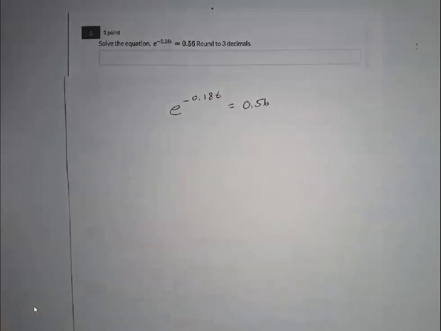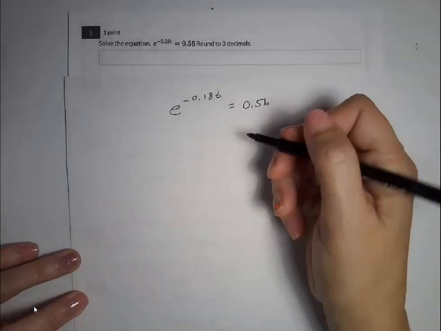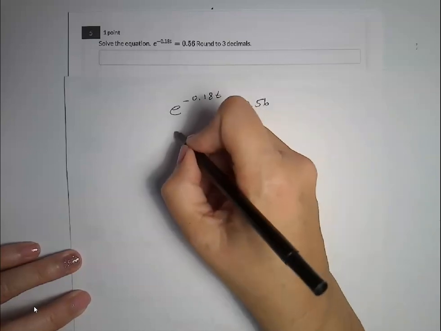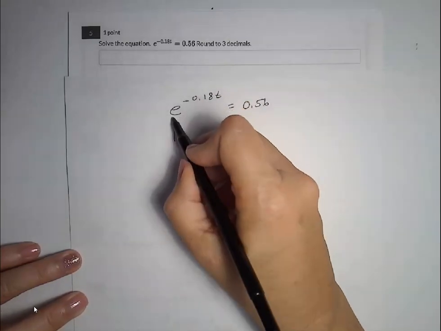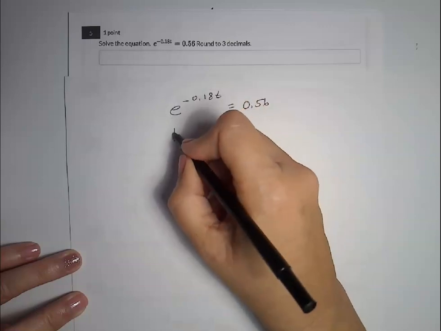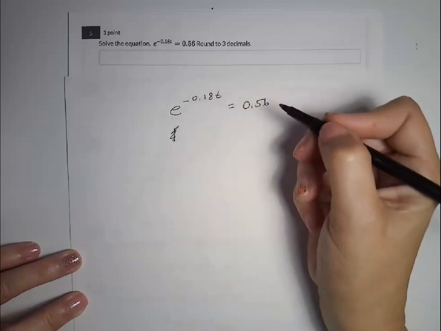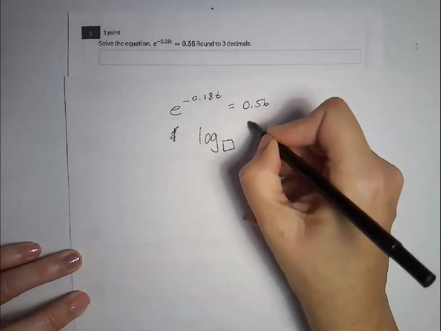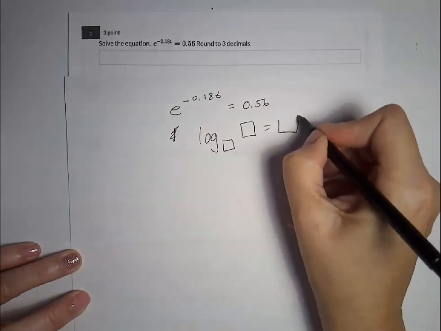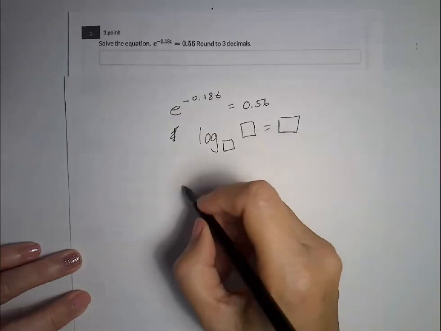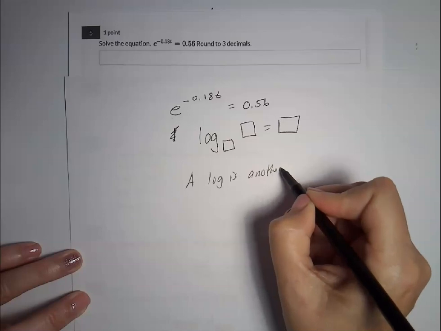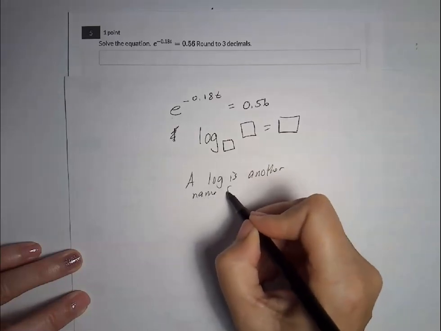Now, there are different ways to solve this. This is not the only way. So this is one way to solve it. One way to solve this is just to rewrite this as a log. So we know that if we rewrite this as a log, I say my mantra is a log is another name for an exponent.